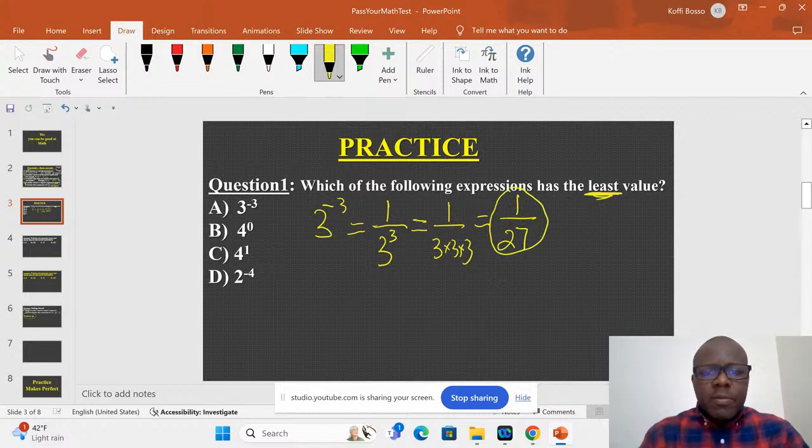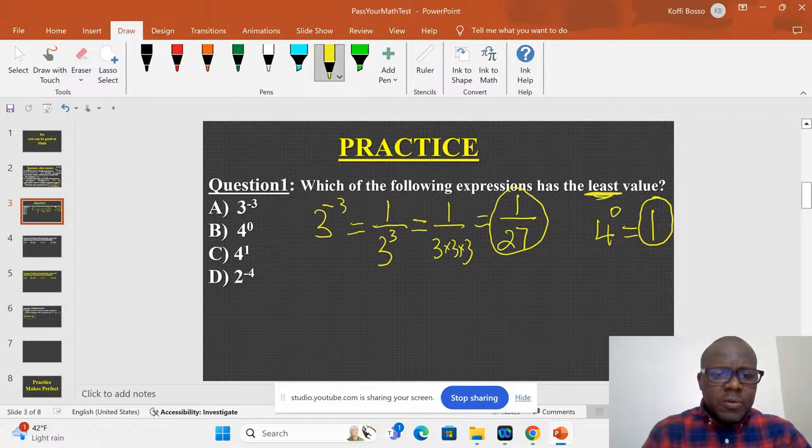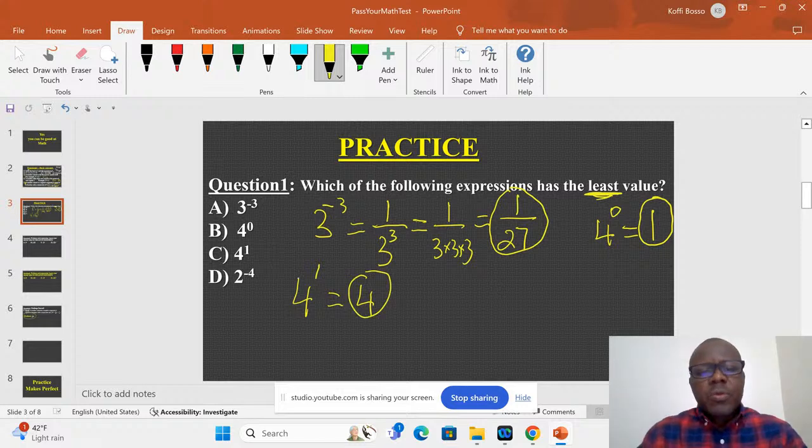Now, we have 4 to the 0 power, right? Remember, again, a number raised to 0 power gives you 1. So we have 1 here. We continue. 4 raised to 1 power is 4. Remember, again, a number raised to 1 power is that number itself.